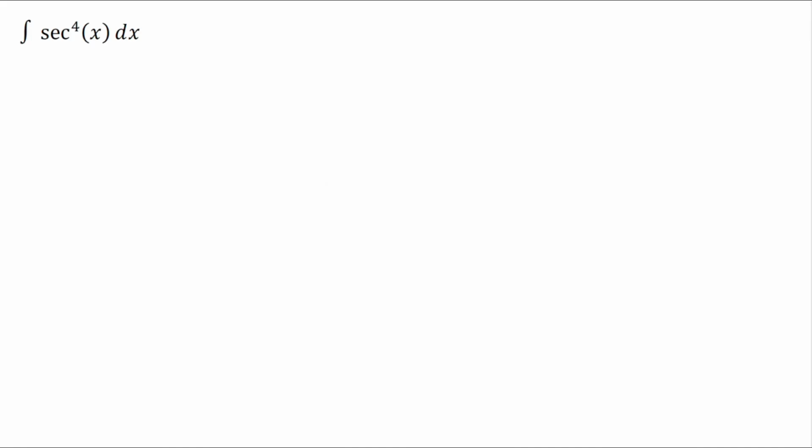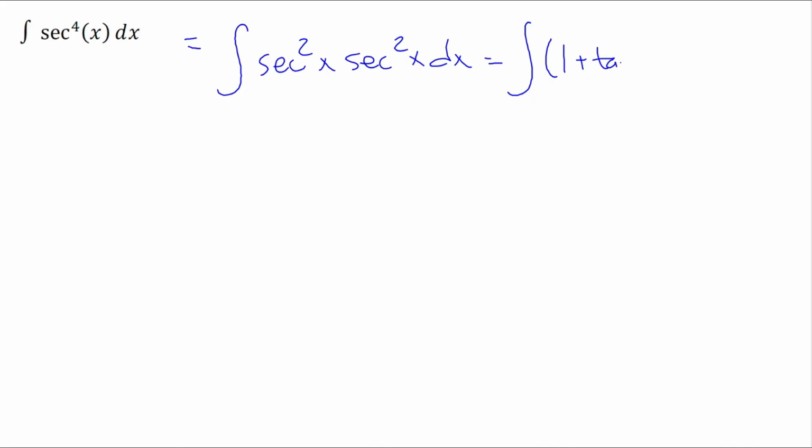For secant to the 4th of x dx, we're going to have to get a little bit creative using some trig identities here. So first we'll rewrite this as just secant squared x times secant squared x, because we know the trig identity that 1 plus tangent squared is equal to secant squared. Right, and I also know that the derivative of tangent is secant squared. So if I rewrite this as 1 plus tangent squared x times secant squared x dx, then I can do a u substitution for tangent.